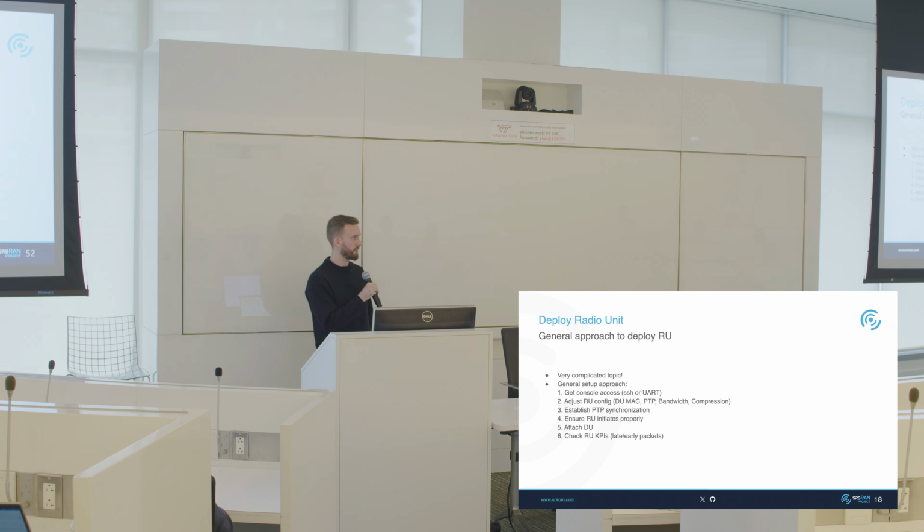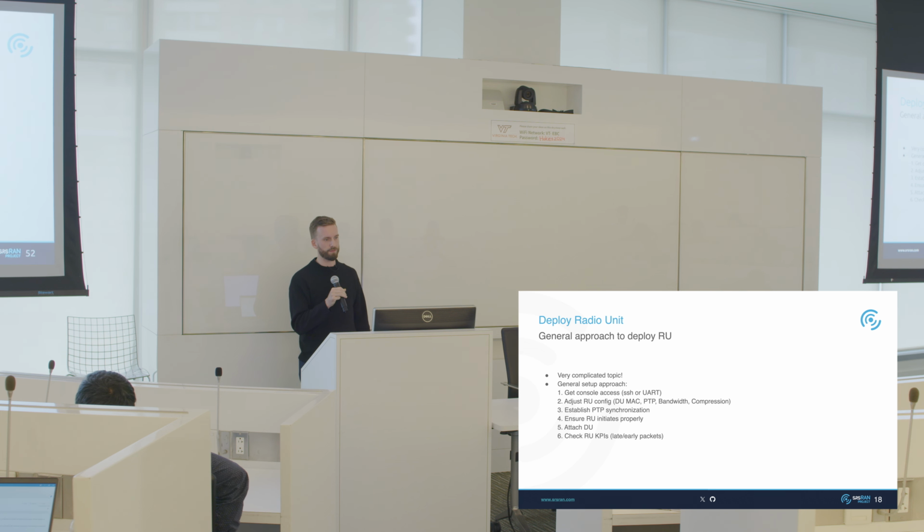Something that is very important is the DU MAC, for example. If you don't get this right, maybe the data is received by the RU, but it doesn't work with it. So make sure the DU MAC is correctly configured, PTP is set up correctly, then the bandwidth and compression are also important for the first attach. If this is not correct, the gNB and the RU will not be able to talk to each other. The next step after you've set up the config is to make sure that PTP synchronizes correctly.